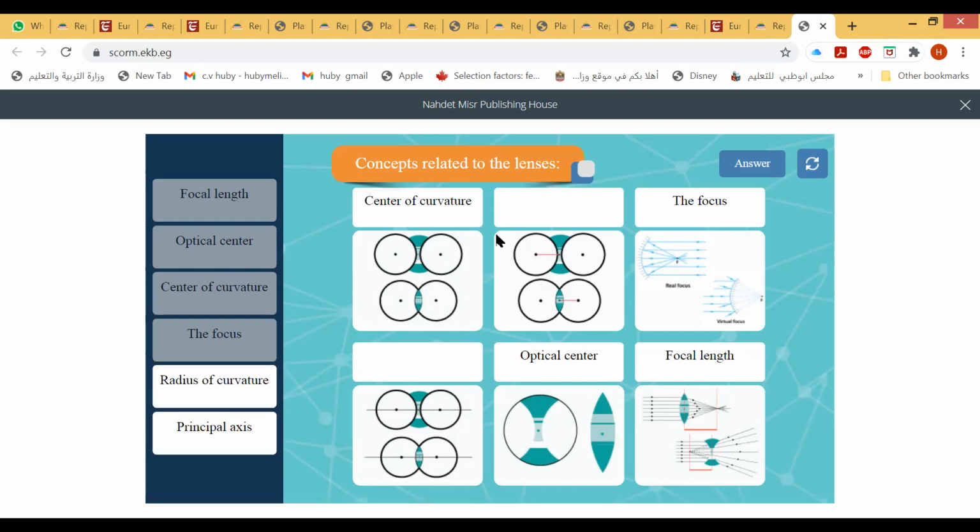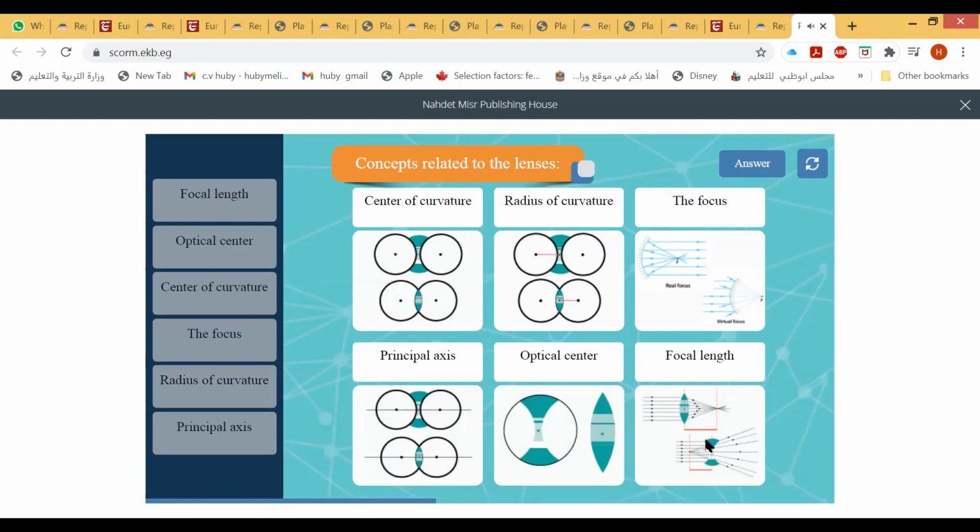Radius of curvature, this or this? Radius of curvature is the distance between the pole or any point and the center of curvature. The radius of curvature of the lens's face is half the diameter of the sphere that the face is a part of. The last one, principal axis. The principal axis of the lens is the straight line that joins the two centers of curvature of the lens, passing by its optical center. Thank you for your effort.